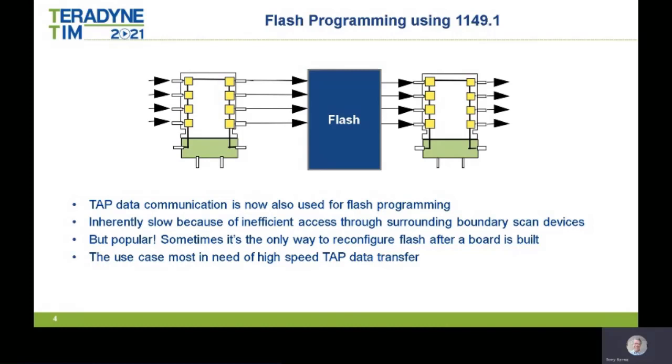Doing this is inherently slow. It usually means that you have to do several full shifts through the long shift path through these adjacent boundary scan ICs for each byte that you want to write into the flash. But even with that drawback, it's popular. This is because sometimes it's the only easily accessible way to reconfigure flash after a board has been built. Because this process is so slow, flash programming is the application most in need of careful instrument design that is optimized to run as quickly as possible.